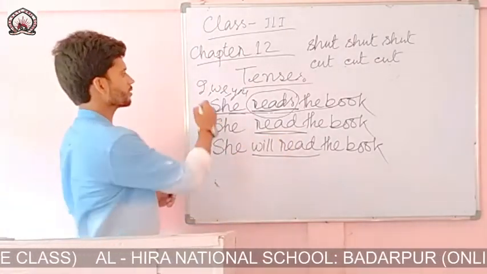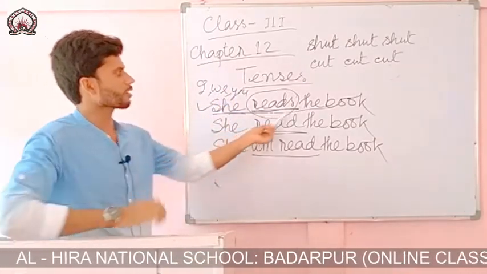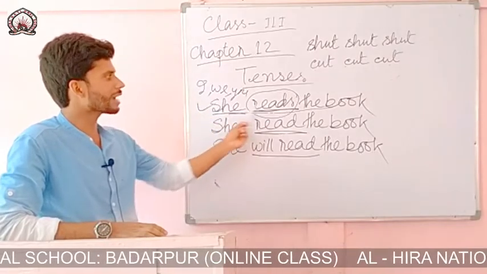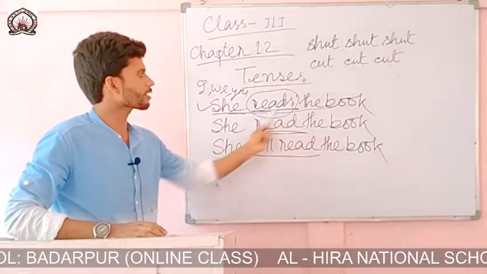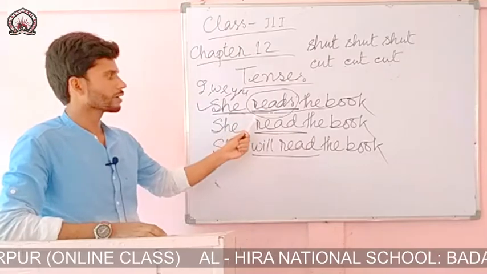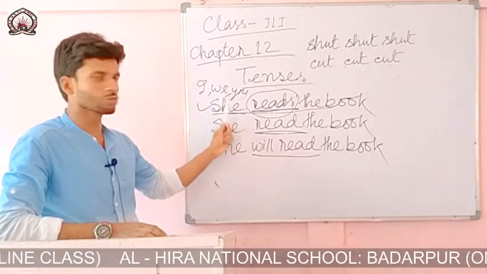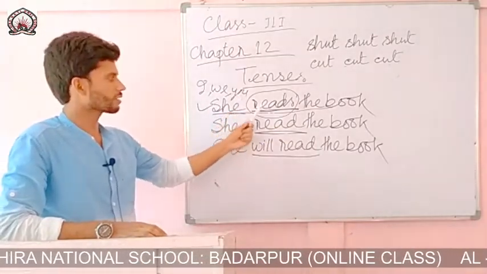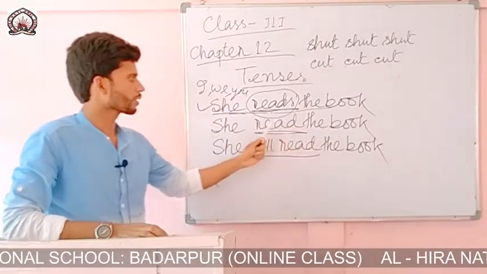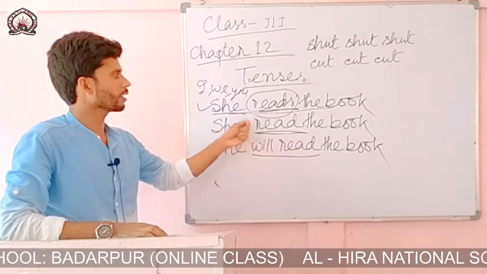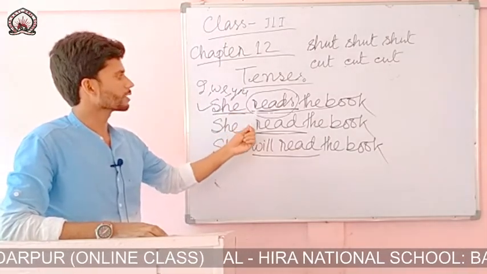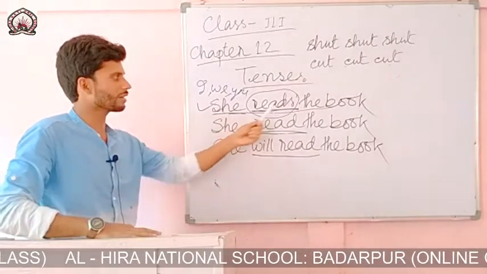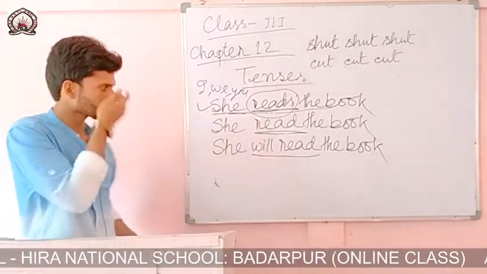So the first sentence is in present tense: she reads the book. If I write I in place of she, then I shall say I read, not reads. I read the book. If the subject is we, I shall say we read the book. If the subject is you, you read the book. If the subject is they, they read the book. Since here the subject is third person singular, that is why I have added s to the verb.